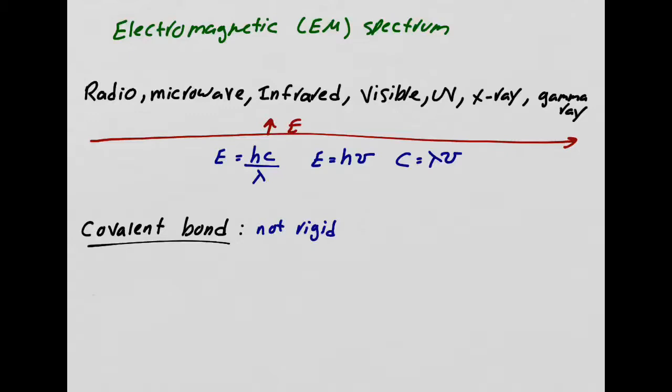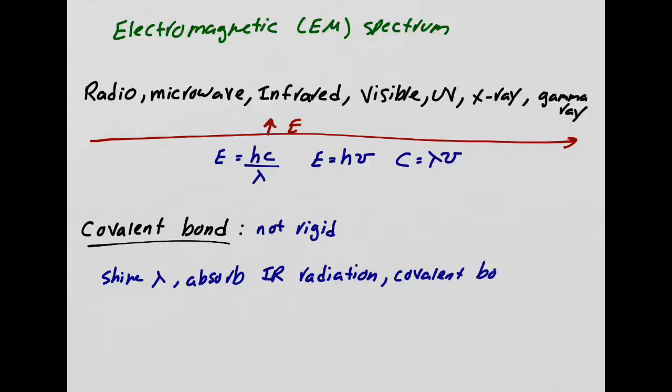If not, that's okay. I'm going to go over it with you one more time. What's going to happen is we are going to shine light on a molecule. The molecule is going to absorb the IR radiation. IR is a different type of light, and it's going to absorb that. When the molecule absorbs that, what's going to happen? The covalent bond within that molecule is going to start vibrating.